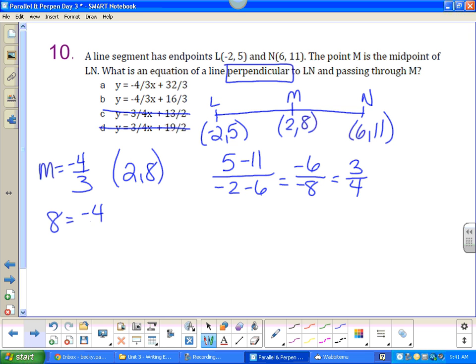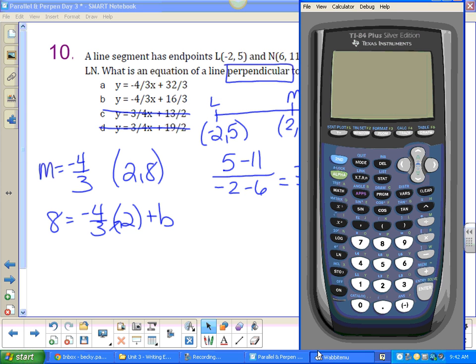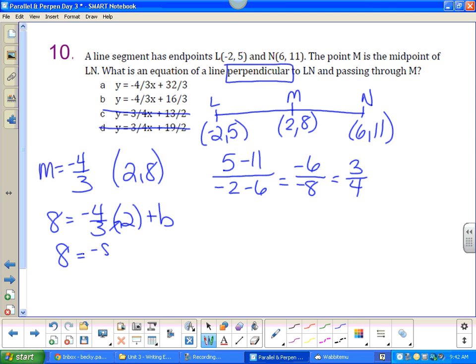8 equals -4/3 times 2 plus b. Will my trick work here? No, 3 does not go into a 2. So this is when you grab your calculator and you do -4 divided by 3 times 2. I don't want a decimal, so I go math, fraction. So that's a -8/3. So I have 8 equals a -8/3 plus b. Then I need to add 8/3 to both sides.